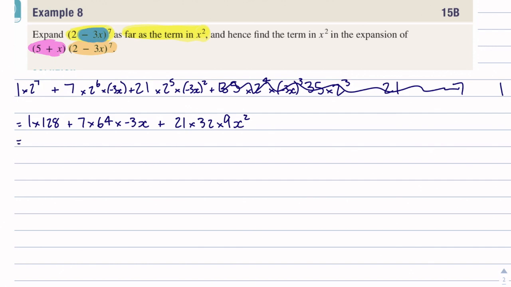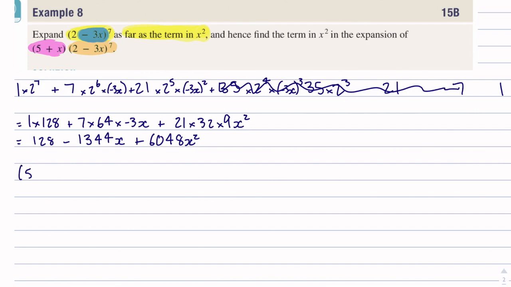I should probably expand this. So that gives me 128 plus 7 times 64 times negative 3. Wish I had my calculator. 7 times 64 times negative 3 gives me negative 1,344x, plus 21 times 32 times 9 gives me 6,048x squared. So it says to hence find the term in x squared in the expansion of that thing.